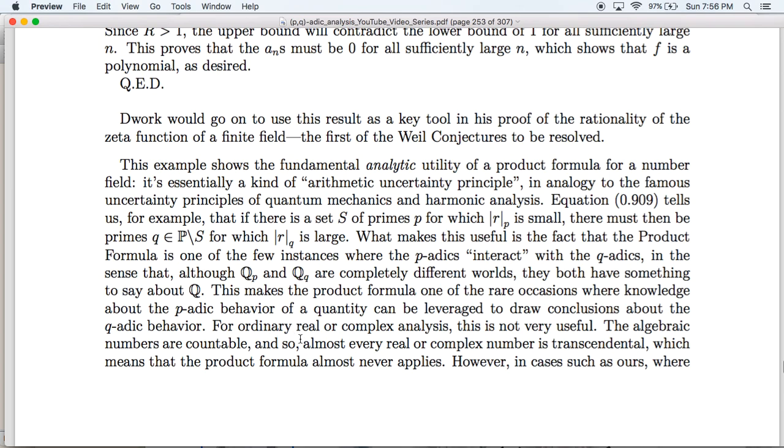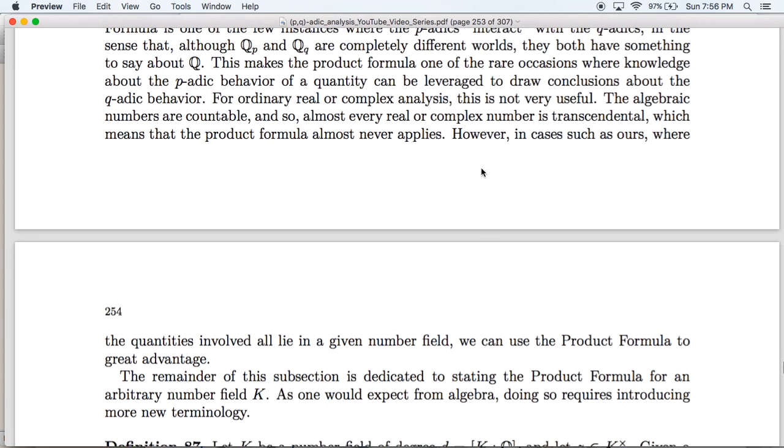Now, this is very specific to what we're doing here, where our functions take values in global fields, because the moment we consider real or complex analysis, as traditionally done, this isn't possible anymore, because a randomly selected complex or real number is going to be a transcendental number, and there's no natural way to make sense of them as elements of the p-adics. But in our case, when our functions and their Fourier transforms lie in given number fields, we can use the product formula to take advantage of this fun coincidence.